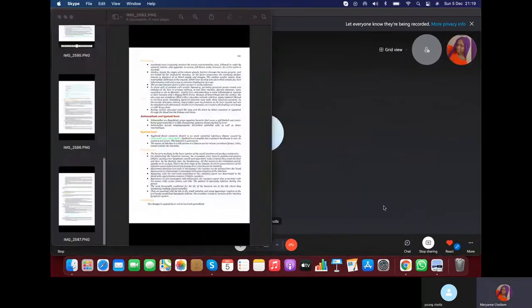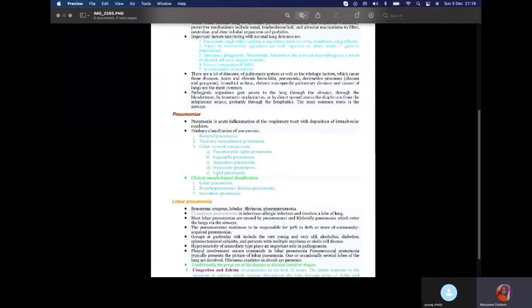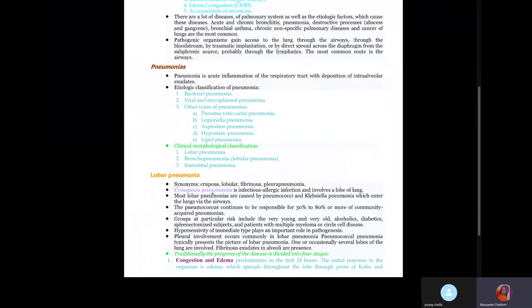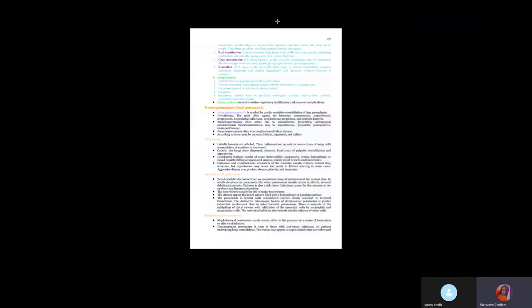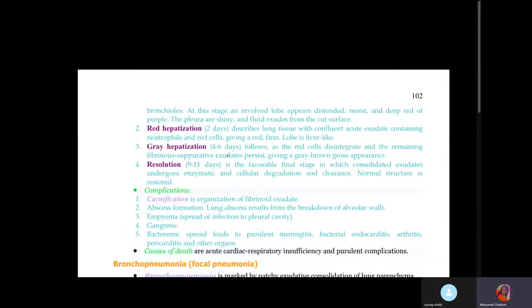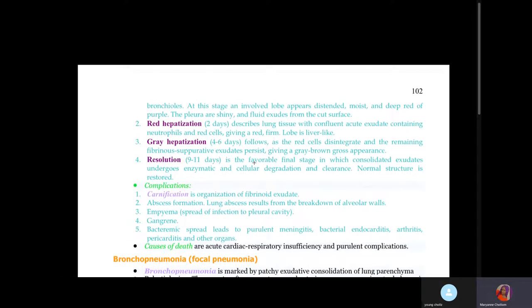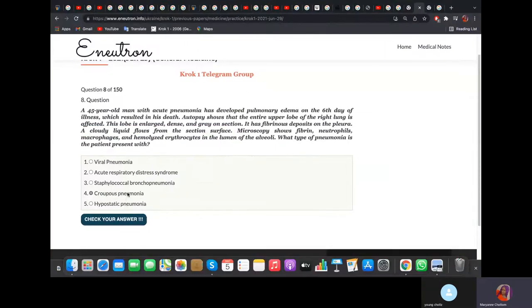I'm going to show you again, but I think I explained this in detail in the lecture. You can see that lobar pneumonia is also called croupous pneumonia, fibrinous pneumonia, and pleural pneumonia. You can see what I was talking about: the stages, congestion and edema, then the red hepatization, the gray hepatization, the resolution. In the gray hepatization, it's fibrinous suppurative exudate, gray-brown appearance. So that's why the answer will be croupous pneumonia.